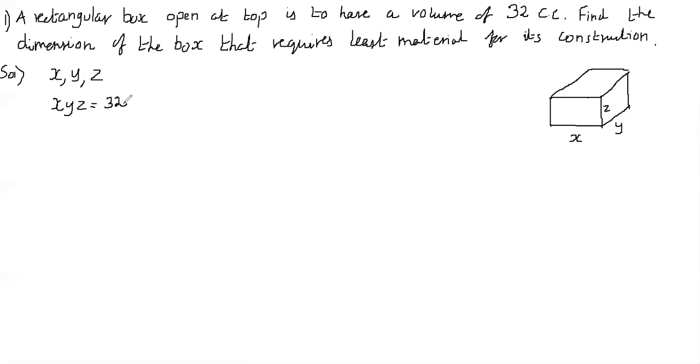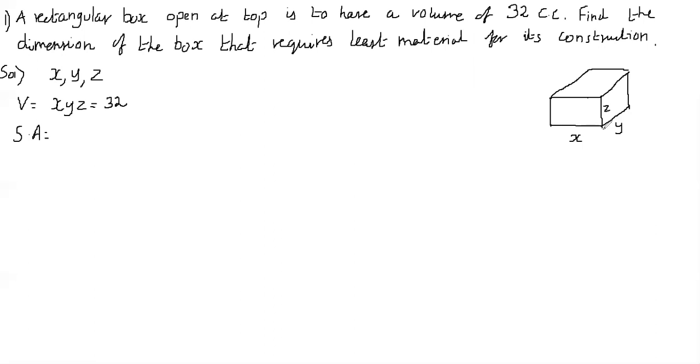is equal to 32. And the other thing we have to find is the surface area of this box. So what will be the surface area? So this is volume, and another one is surface area. A cube will have 6 surfaces: 2 in the front and back, 2 on both sides, and 2 in the top and bottom. So we have 6 sides. Since the box is open at the top, we have 5 surfaces.